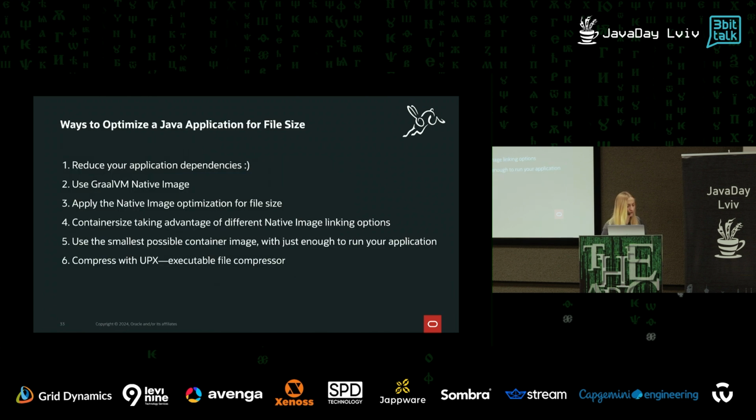And just to recap, what you can do with the Java application to optimize it for file size: reduce the number of libraries, apply native image to optimize it, to shrink it, then apply the optimization for file size with native image, then you can containerize using different linking options with native image. Use the smallest possible container if that's sufficient for the use case, and you can even compress the executable more and package into a Scratch container.